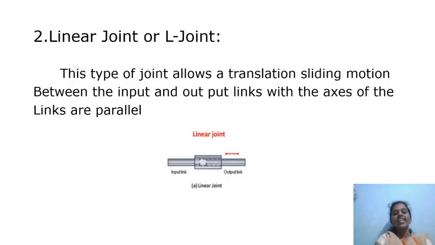And then, what is linear joint or L joint? This type of joint allows a translation sliding motion between the input and output links, with the axis of the links parallel. Here, the input link is sliding the output link. These are connected with the linear joint.